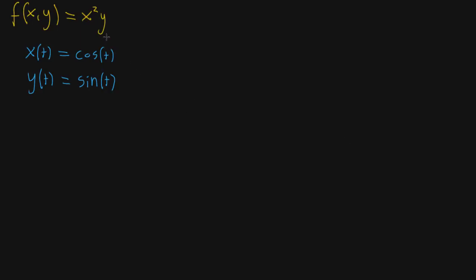So I've written here three different functions. The first one is a multivariable function. It has a two-variable input, x, y, and a single variable output that's x squared times y, that's just a number. And then the other two functions are each just regular old single variable functions. And what I want to do is start thinking about the composition of them.